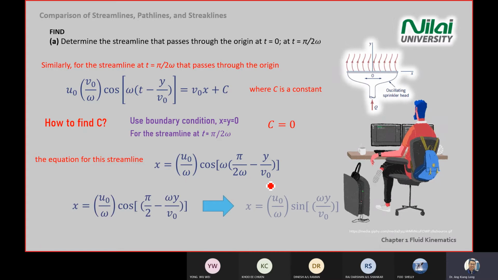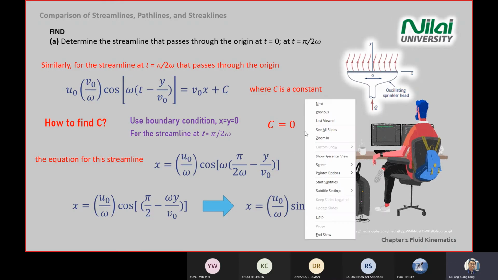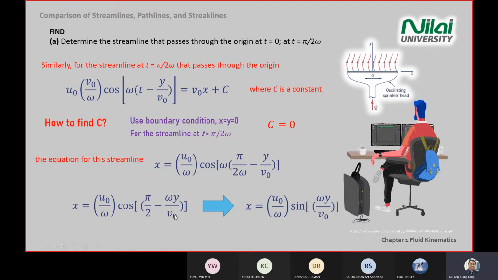Both answers give you correct. If you look at the screen here, you have two answers. One is in terms of cos. On the left hand side here is the one that you derive from the question. So sometimes the question will ask you to compare side by side what is different between t equal to 0 and t equal to pi over 2 omega.